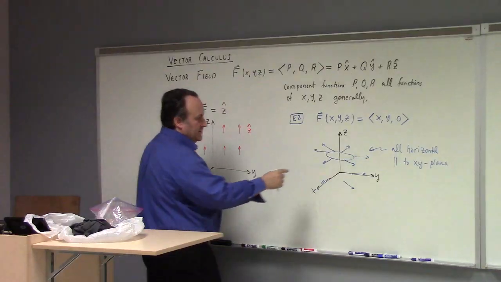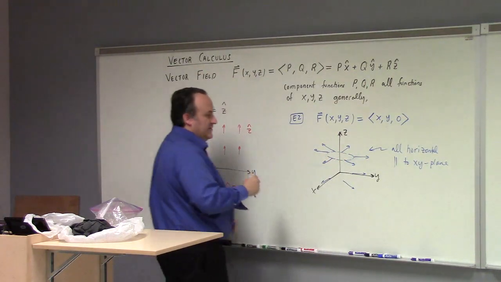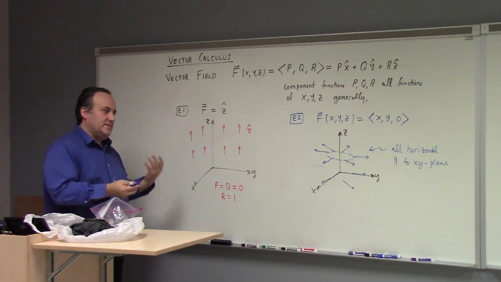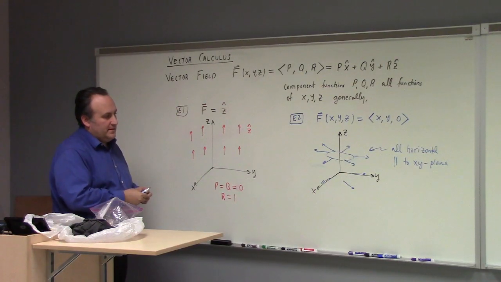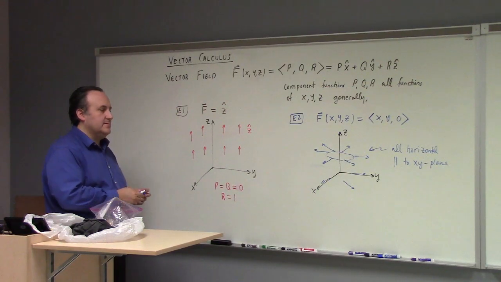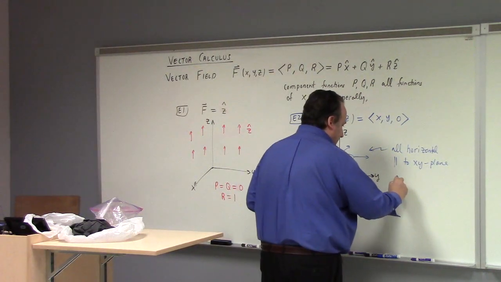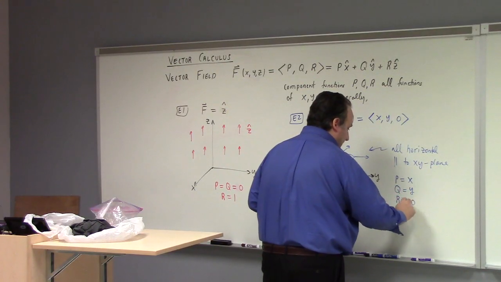So one thing we can do is draw little sample vectors to illustrate the pattern of the vector field. And that's okay. Okay, so let's see here. What does this one have? P equals x, Q equals y, and R in this case is equal to 0.